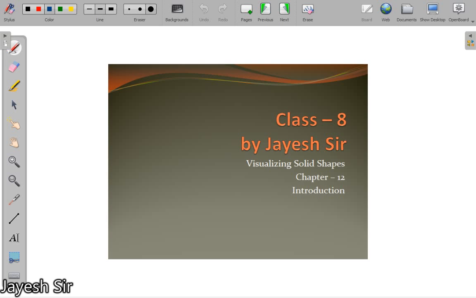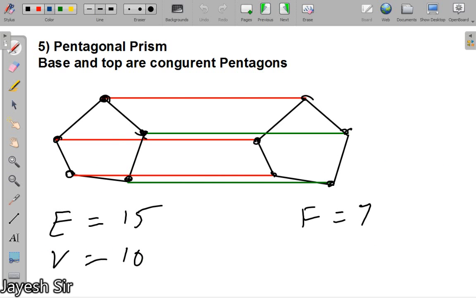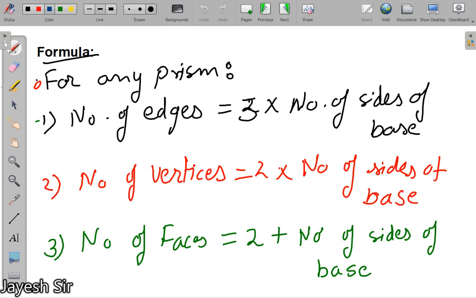So we are continuing with the same visualization of solid shapes, chapter number 12, introduction. Okay, so this is introduction part 2. We have already talked about prism. We have talked about the formulas of the prism. These are the formulas regarding prisms.